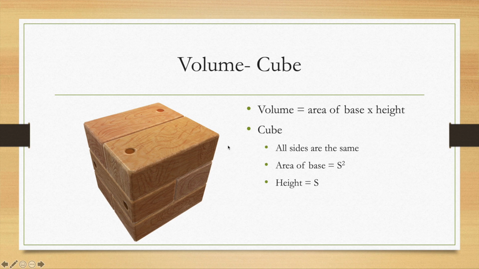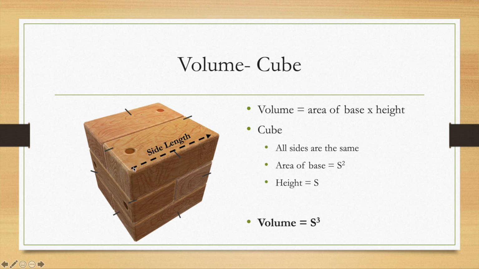So height is also the same side length. Remember, in a cube, all of these are the same. So here we have our side length, and then we're just showing that whatever that side length is, all of these dimensions are identical. So the quickest way that we write this formula is s to the power of 3, s cubed. What that really means is s times s times s.